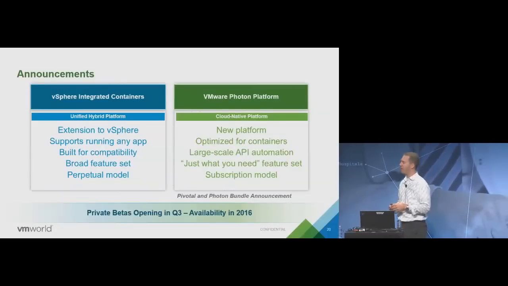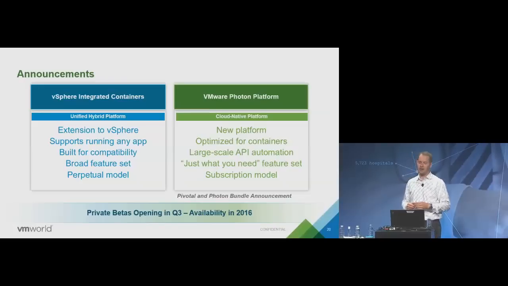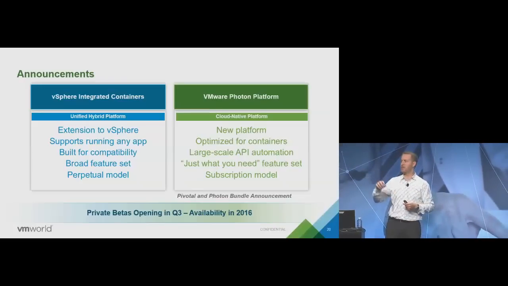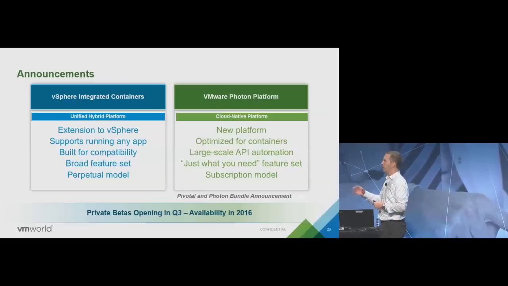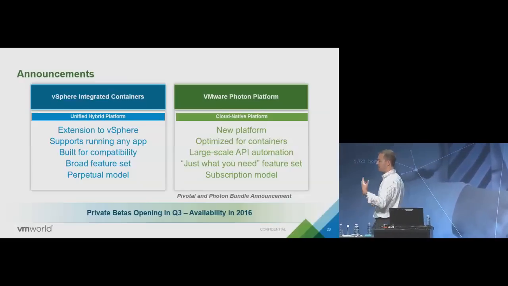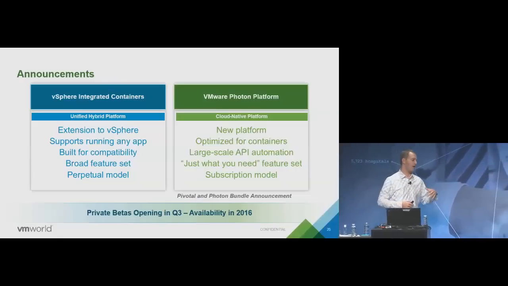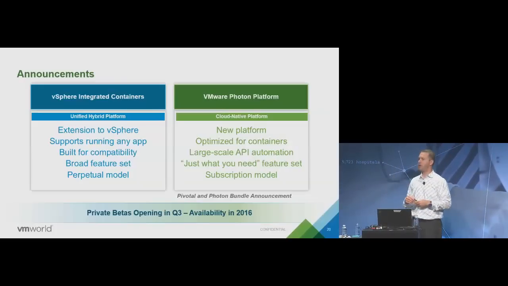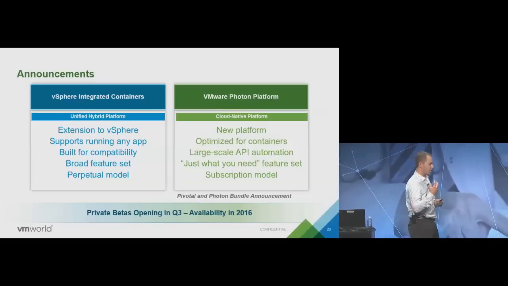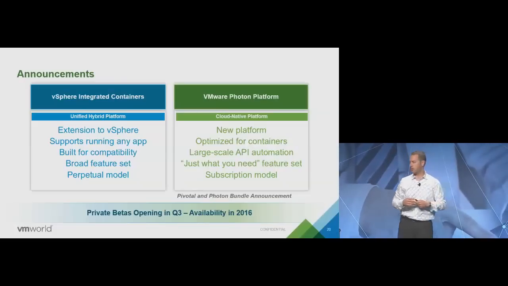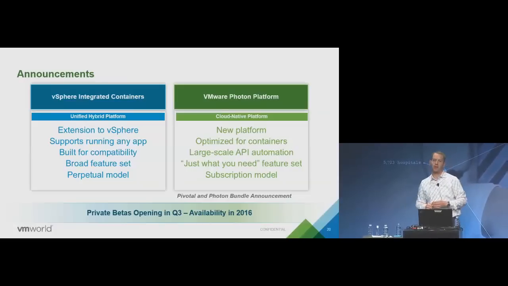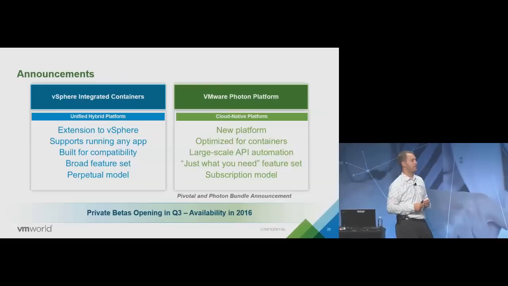So this is always dangerous, but bringing them together on a single slide, but wanted to do it anyway. You have, again, integrated containers on the left, the extension to vSphere, going to make sense for most of you in the feature set that we offer. Also adding to this, continuing to look at this in the form of a perpetual model, how we offer this out to folks. And then the piece on the right, the Photon Platform, smaller set of you probably interested in this. It will provide that new platform layer, hit on those attributes around the APIs and the scale, and then also because of the different nature of this world, we'd probably look at bringing this to market in a subscription model.